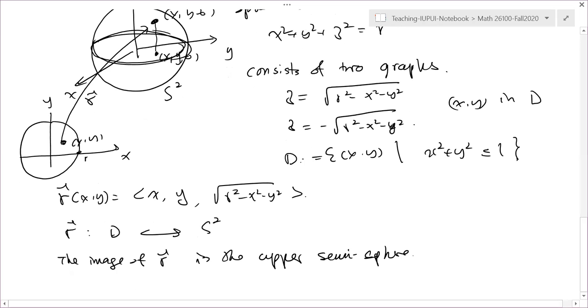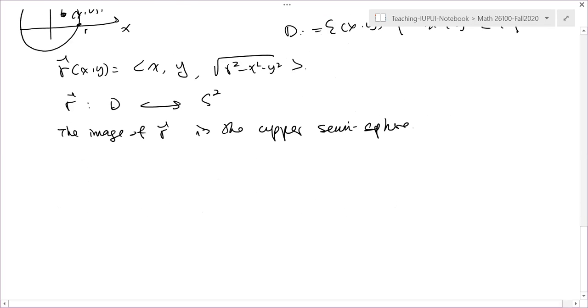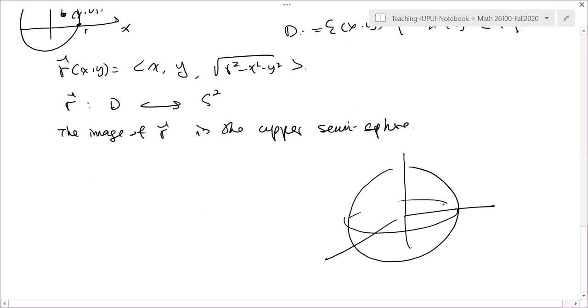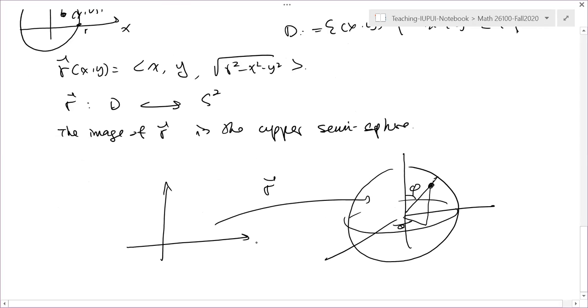Okay. Now there's another way to parameterize the sphere. Do you remember spherical coordinates? The spherical coordinates actually provide a parameterization. Okay, this is r, right? This is an arbitrary point here. So first of all, you have a phi, then you project it to here. So you get theta, right? So you can have a map R from theta and phi.